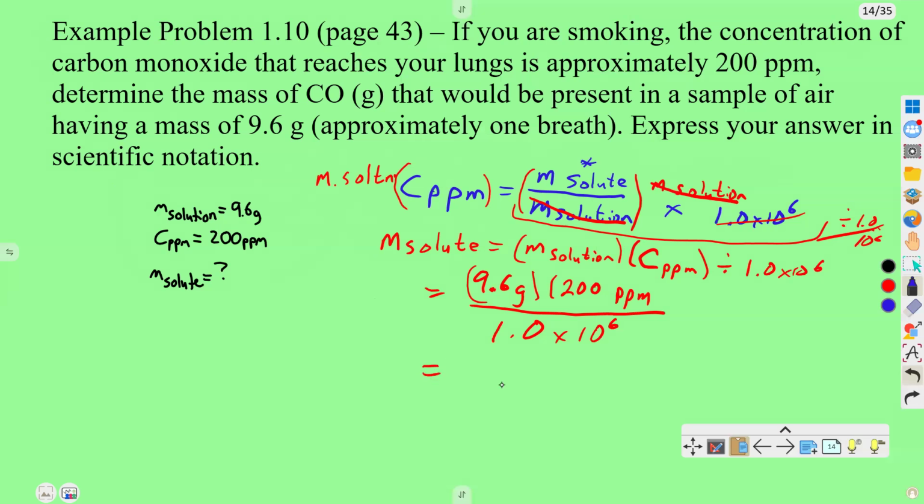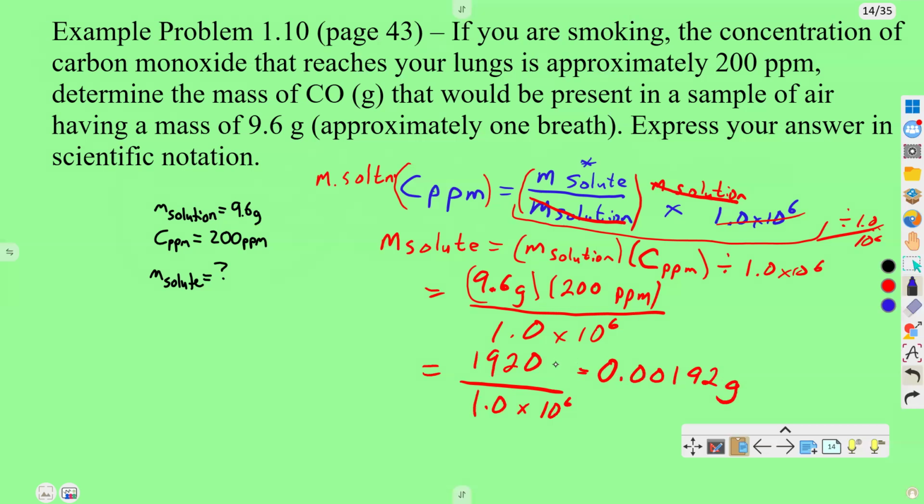Just so you know, if you're showing your work, I am quite okay with you doing your work step by step. So we multiply everything that's on the top first, and then we divide by what's on the bottom, so divided by 1 million. And I get 0.00192 grams.